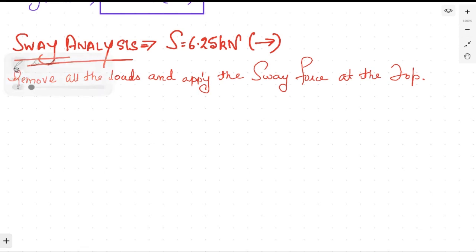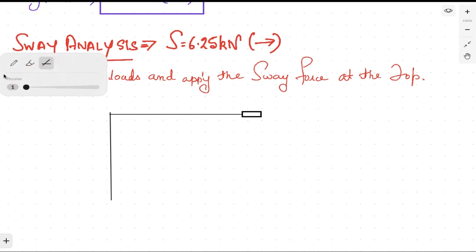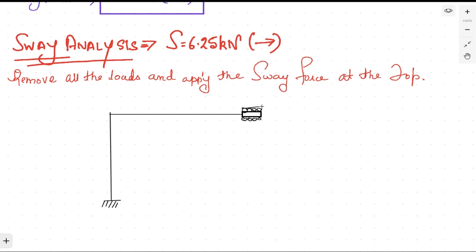This is the frame which we have. I am explaining slowly so that you can grasp everything. This is the case which we have, and this was the fixed support, and this was the double roller support. Draw the upper line here. This is C, this is A, and this is B.